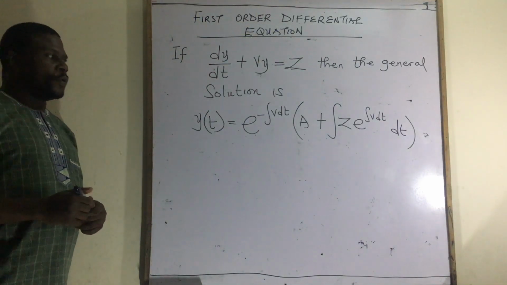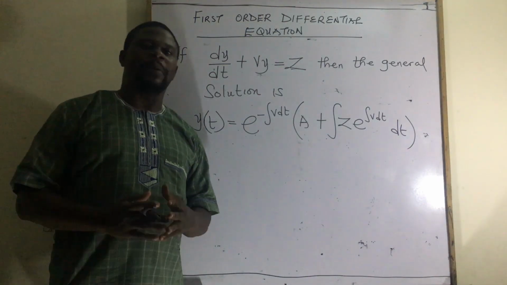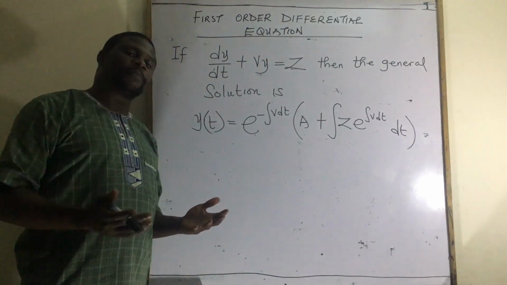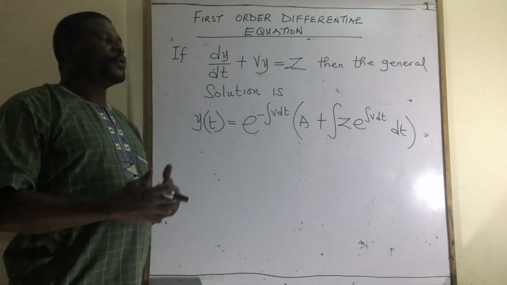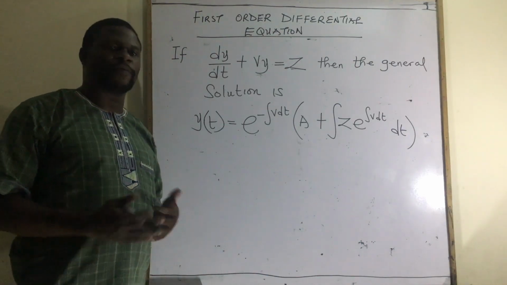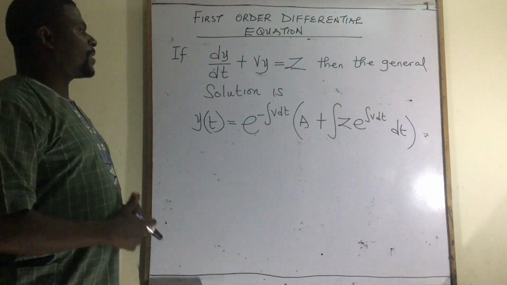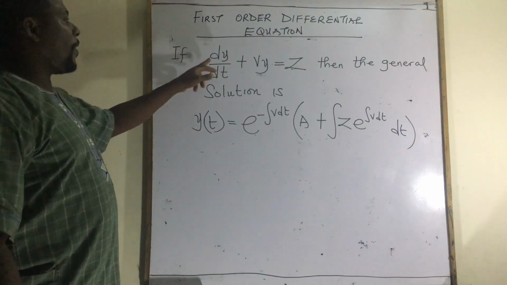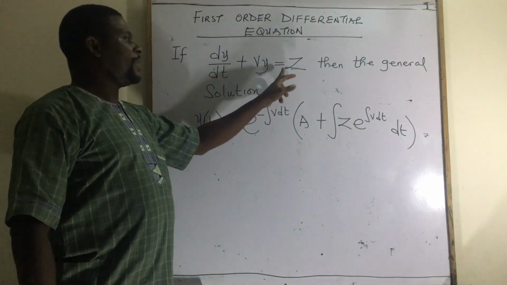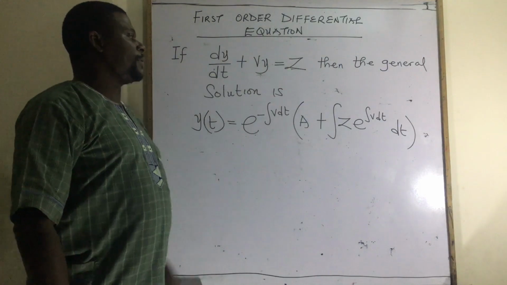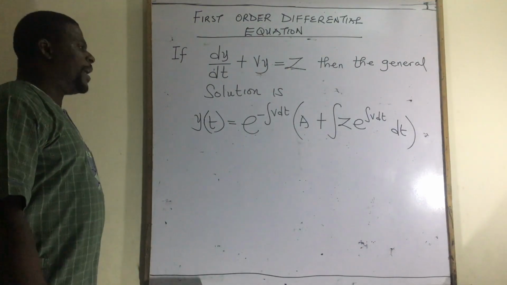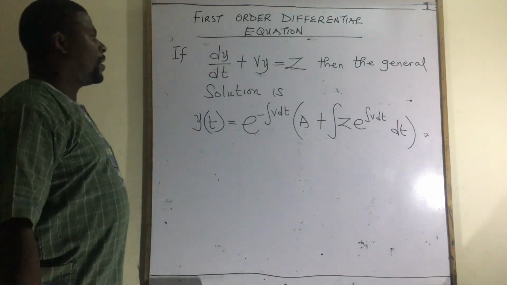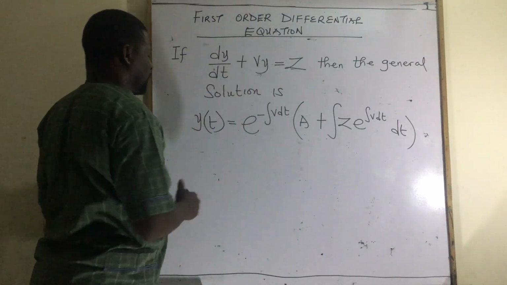Now, looking at this formula, some of you might be scared, but you don't need to be, because it's very simple. By the time we are solving, you will realize that it is very straightforward. I will start from this. It is saying that if dy/dt plus vy is equal to z, then our general solution is this. We first need to establish this part.